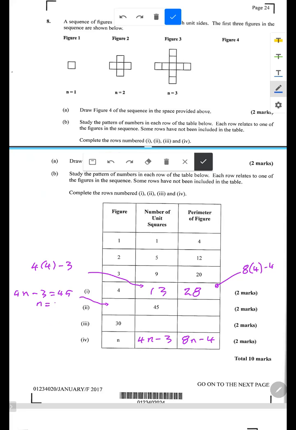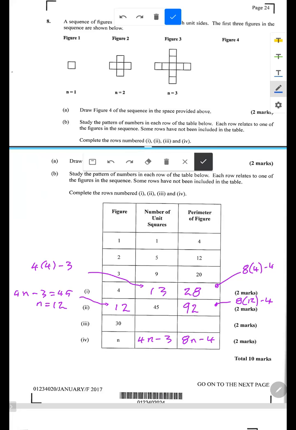One, two. So it becomes 12. So right here, we know it's 12. Now after we know it's 12, we can use the 12 over here. So it becomes 8 times 12 minus 4. That's 96 minus 4, which is 92.